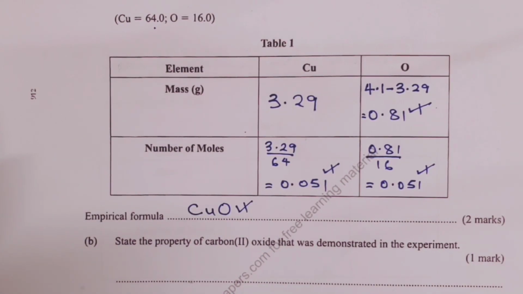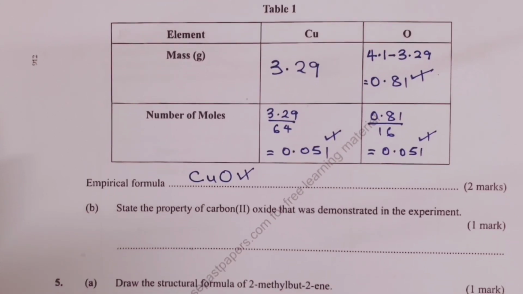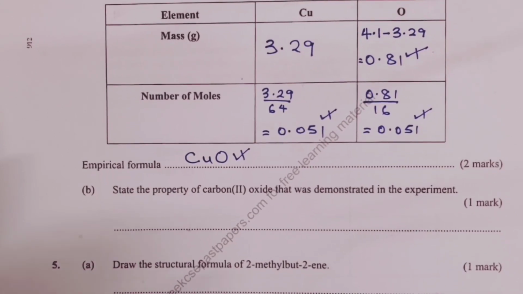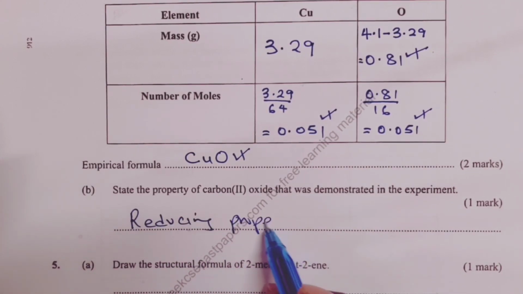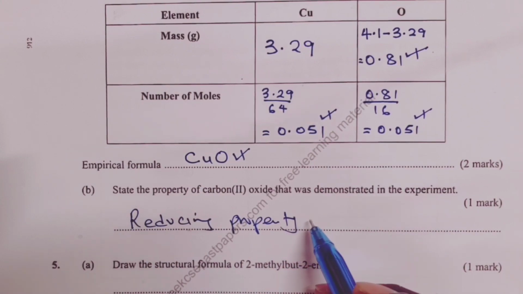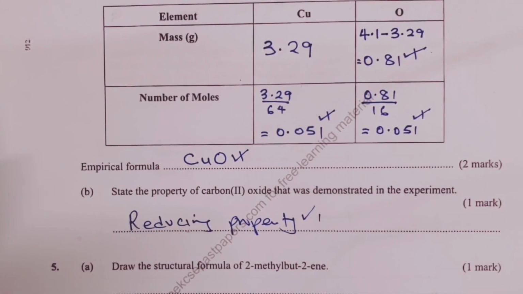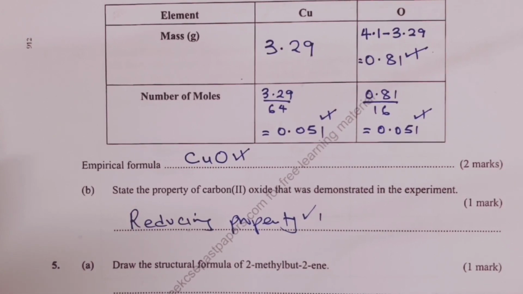In part B, we are asked to state the property of carbon 2 oxide that was demonstrated in the experiment. This is reducing property of carbon 2 oxide for 1 mark. A candidate who wrote that carbon 2 oxide is a reducing agent would also score the mark.